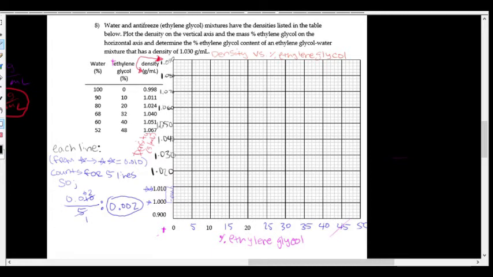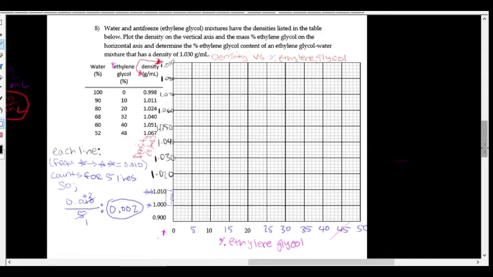All right, and the final question, and I know this video is ridiculously long. I am sorry, but I want to make sure everything's thorough. So, water and antifreeze, which is ethylene glycol, mixtures have densities listed in the table below. Plot the density on the vertical axis, that's this one right here, and the mass percent of ethylene glycol on the horizontal axis, aka the x-axis, that's right here.